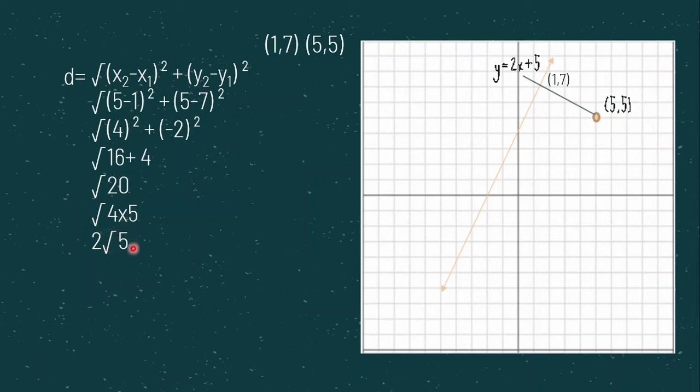So this will stay under the radical sign. So our distance, the distance of a point to a line, is 2 square root of 5 units.